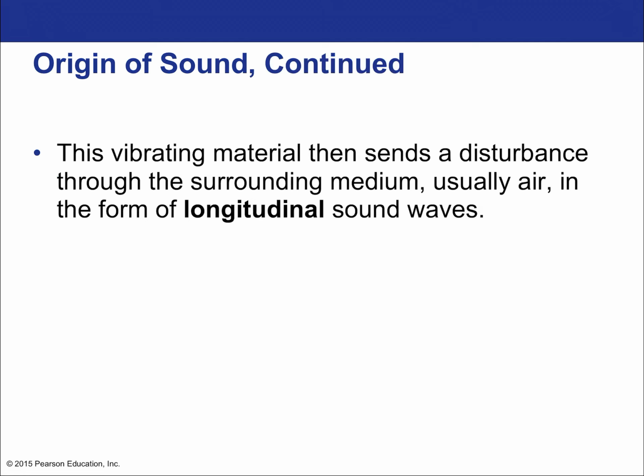So this vibrating material then sends a disturbance through the surrounding medium, usually air, in the form of longitudinal waves. So recall the two types of waves we discussed, transverse and longitudinal. Sound is by far the most important type of longitudinal wave. It's basically the only type of longitudinal wave that we'll discuss, whereas there's a couple of key transverse waves, mainly waves on strings and light are the really big important transverse waves, okay?